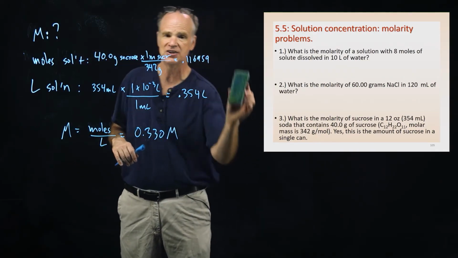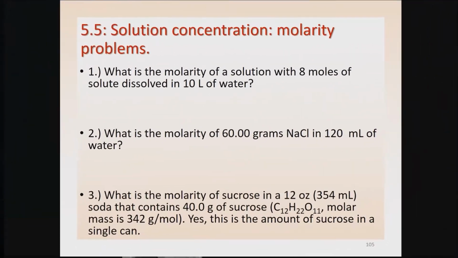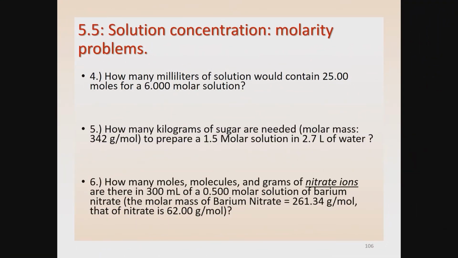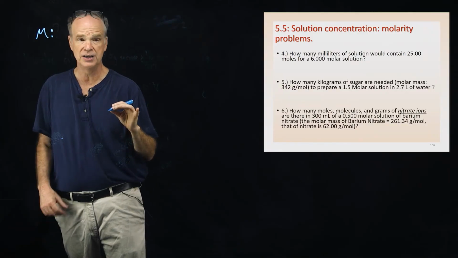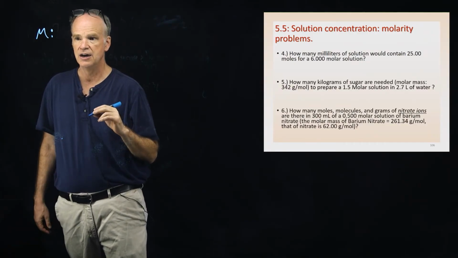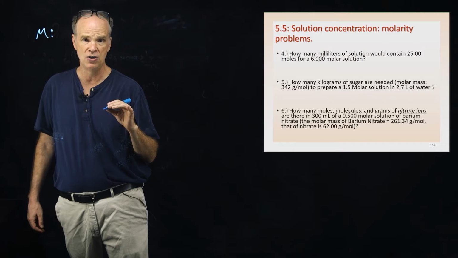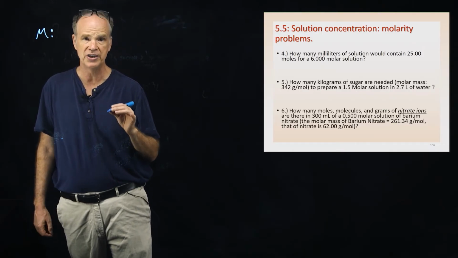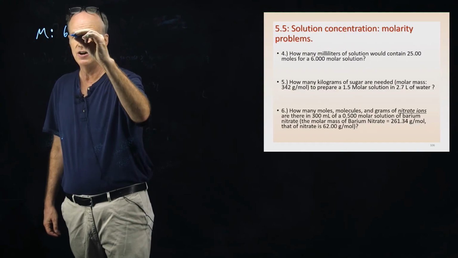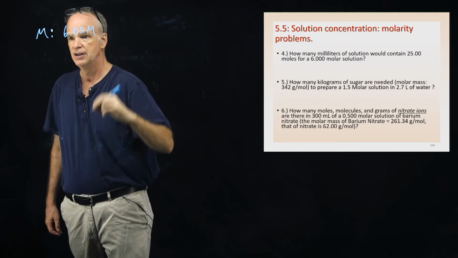Okay, let's move on to the next problem. How many milliliters of solution would contain 25 moles for a 6 molar solution? So this is a bit of a different problem in the sense that we are now given the molarity. So note, it's 6 molar. When you see molar, then you're given molarity. That's not moles, that's molar. So we already know we're at 6.00 molar.